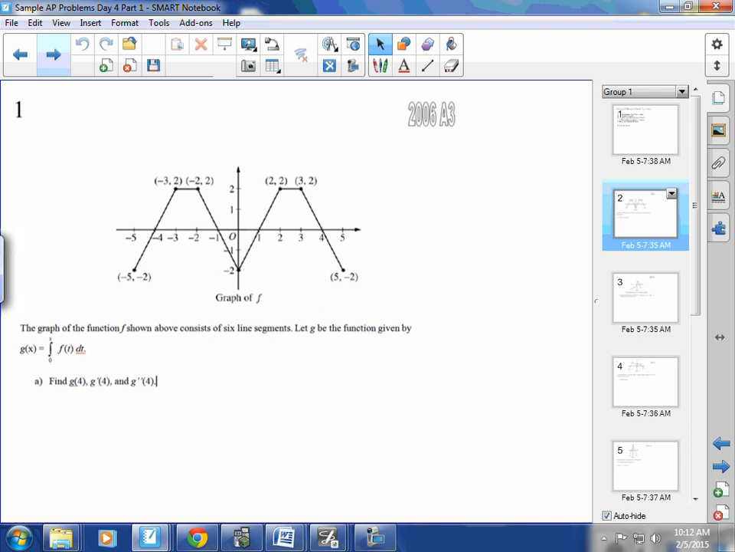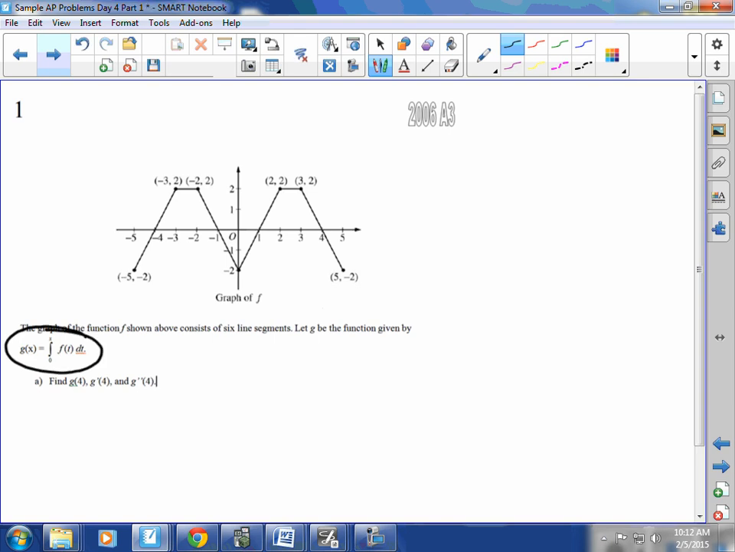I've got a picture of a graph. They're telling me this is the graph of f, but they're also telling me g of x is the integral from 0 to x of f of t. Those two things together tell me this is about the fundamental theorem. Now you might note they asked me for g prime of 4. They're going to ask me for the derivative of this integral function. So take a good look right here.